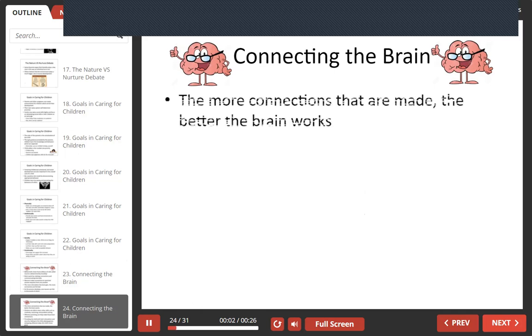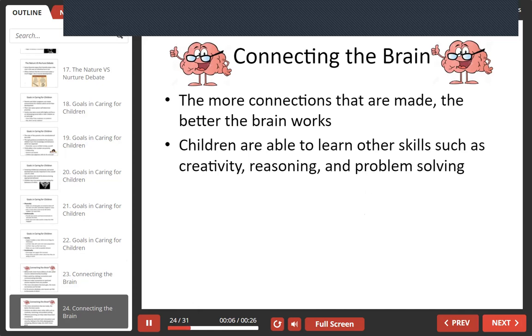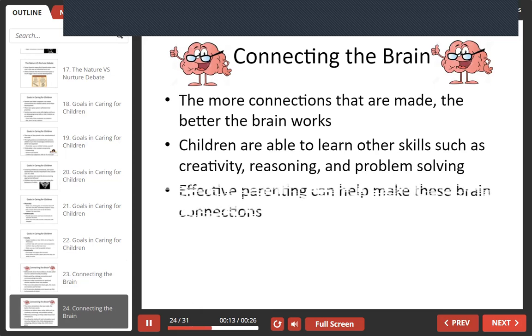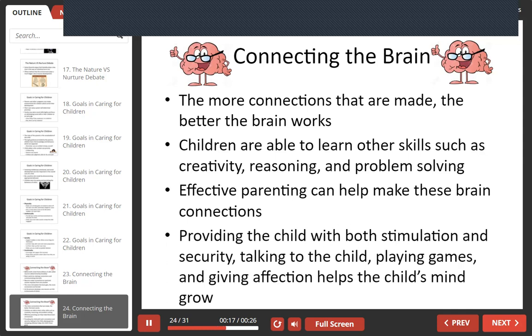The more connections that are made, the better the brain works. So children are able to learn other skills such as creativity, reasoning, and problem solving. And effective parenting can help make these brain connections. So providing the child with both stimulation and security, talking to the child, playing games, and giving affection helps the child's mind grow.